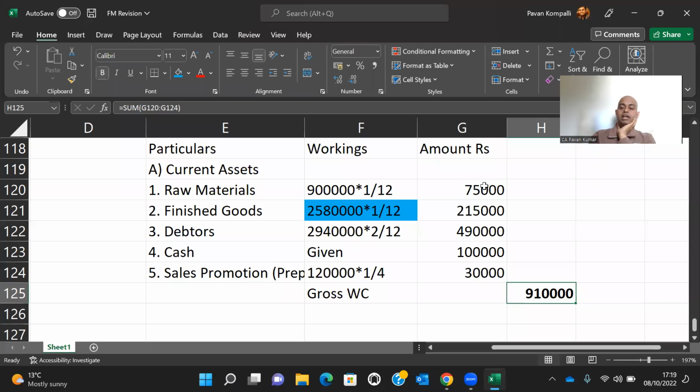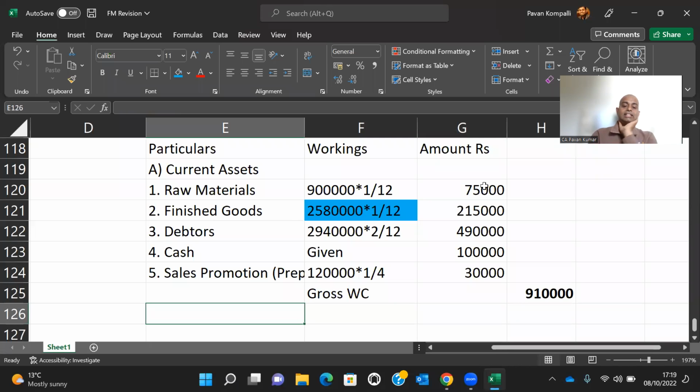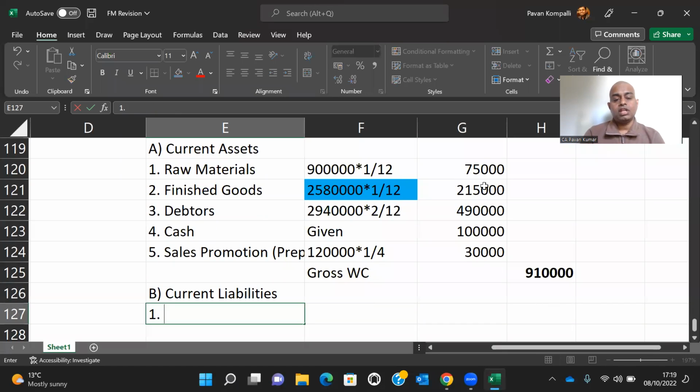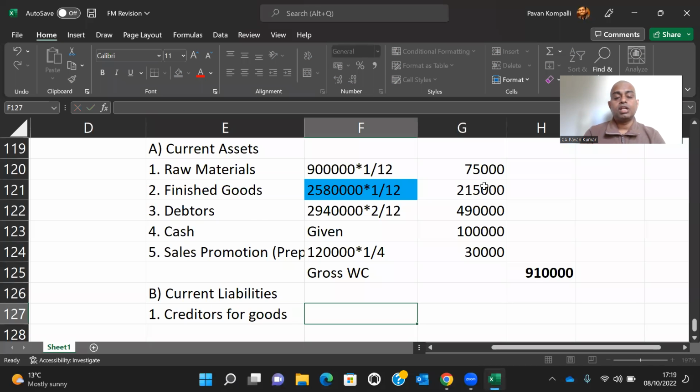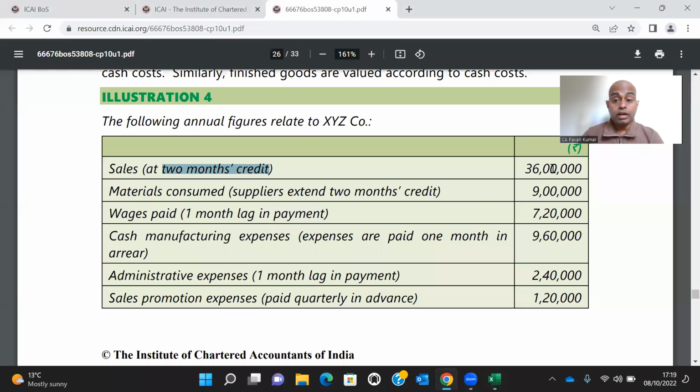How many of you got 9,10,000? Correct answer. Yes. B, current liabilities. In current liabilities, we have first creditors for goods. Now look here.